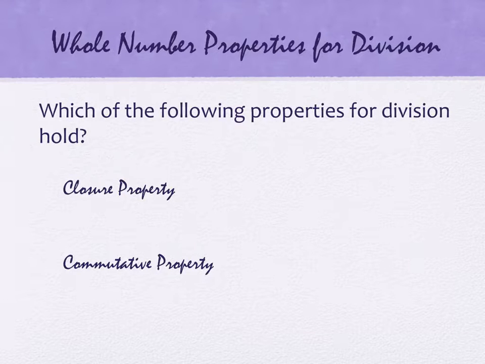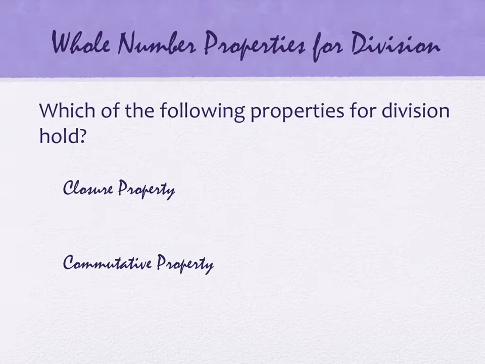If you want to turn your desks around, that's fine. If you're good where you are, that's fine too. We're asking ourselves the question, which of these properties will hold for division? Okay, so the first one is closure. What would that mean? It would mean if I divide two whole numbers, do I always get a whole number?